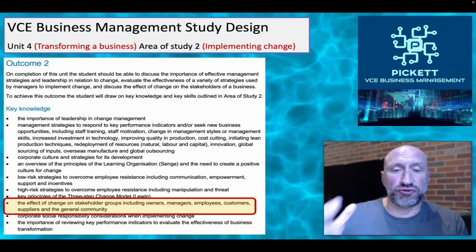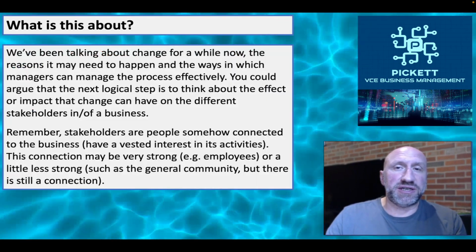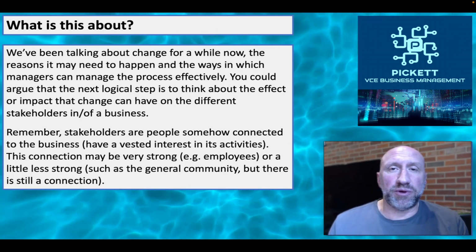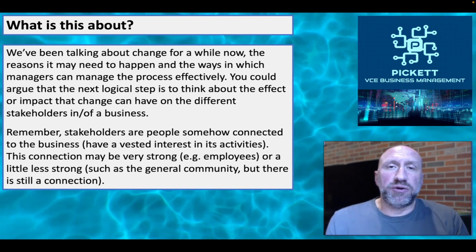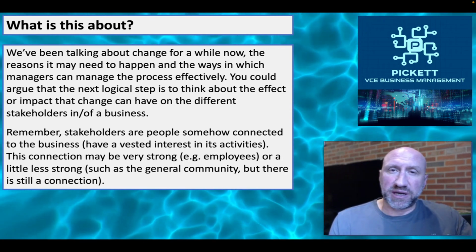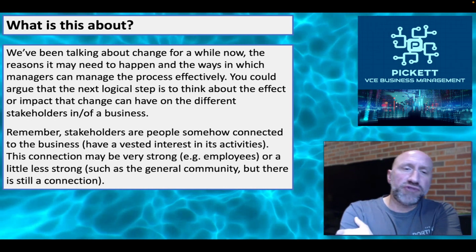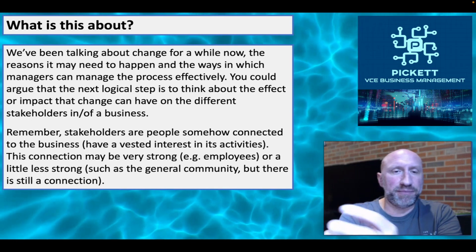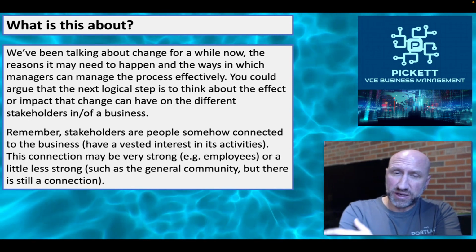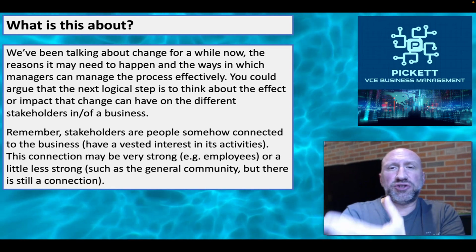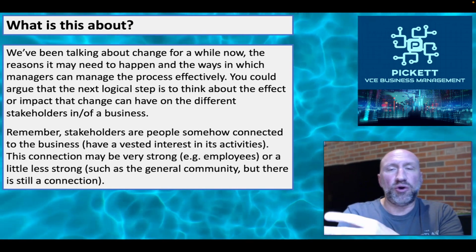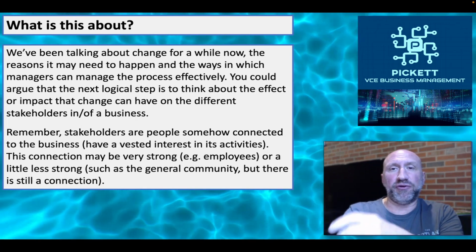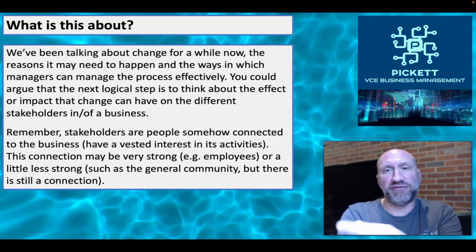So again, we have a script here to follow and to stick to, and that is what I shall do through this video. So what is this one all about generally? Okay, so we've been talking about change for a while now, since the beginning of Unit 4. The reasons it might need to happen, the ways in which managers can make the process happen and manage the process effectively. So you could argue that the next logical step is to think about the effect or the impact that the change you're trying to implement can have on the different stakeholders in or of a business.